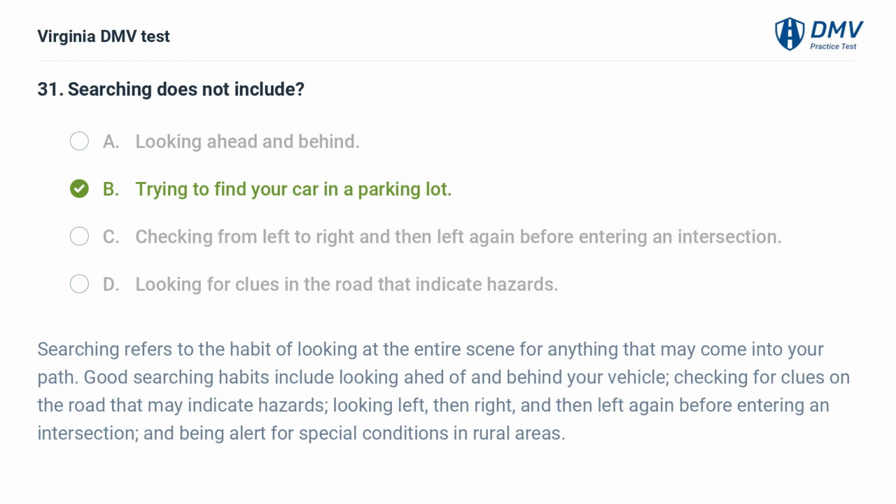Searching refers to the habit of looking at the entire scene for anything that may come into your path. Good searching habits include looking ahead of and behind your vehicle, checking for clues on the road that may indicate hazards, looking left, then right, and then left again before entering an intersection, and being alert for special conditions in rural areas.